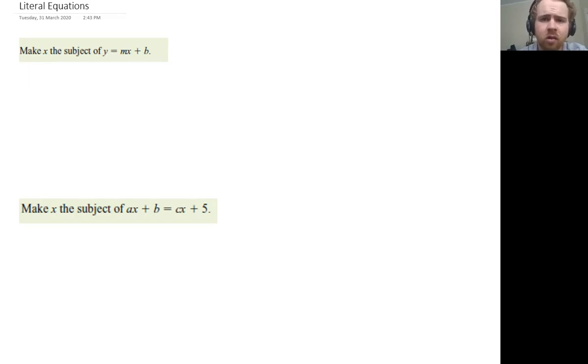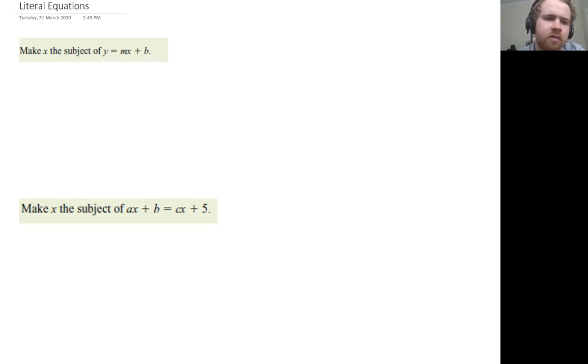Now, what is a literal equation? A literal equation is something that contains no numerals, only pronumerals. So often this is what formulas look like, where you haven't substituted any values in yet. And what we're going to be doing today is rearranging them to change the subject of that equation. Okay, so the subject of an equation is considered the pronumeral that is on its own.